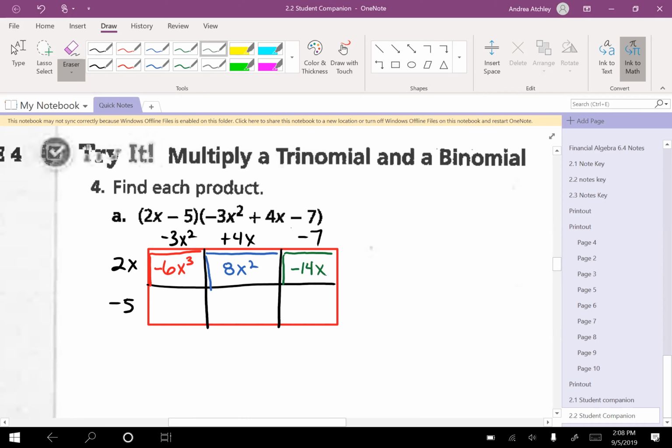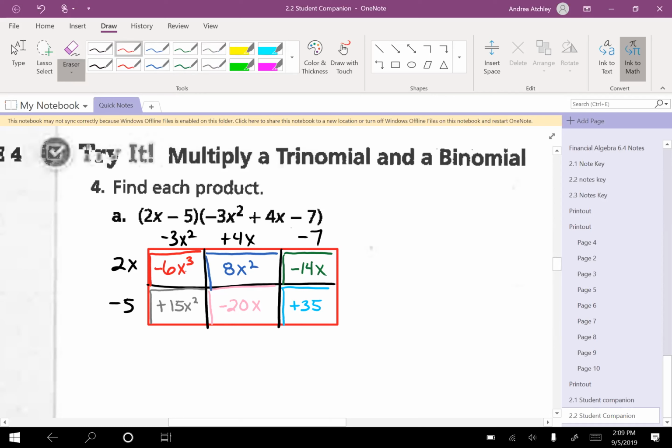Then negative 3x squared times negative 5 is a positive 15x squared. Then 4x times negative 5 is negative 20x. And negative 7 times negative 5 is a positive 35. Then we just write it all out.